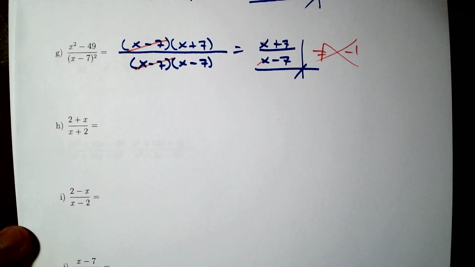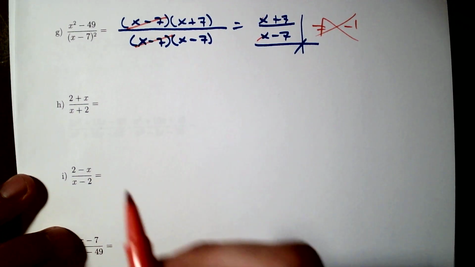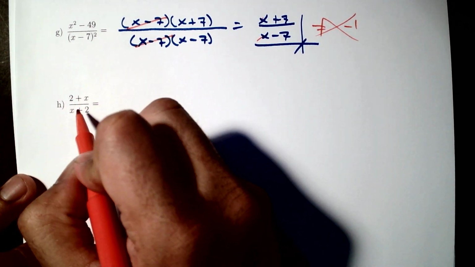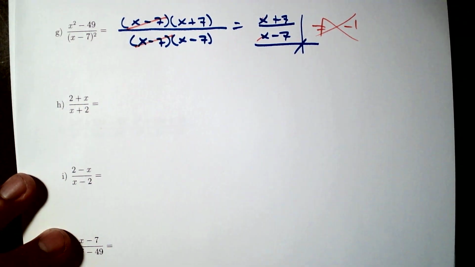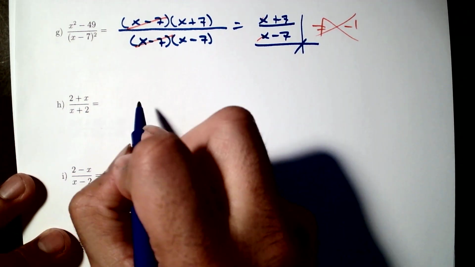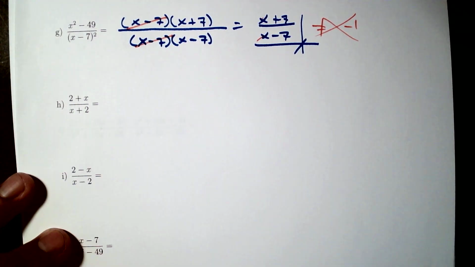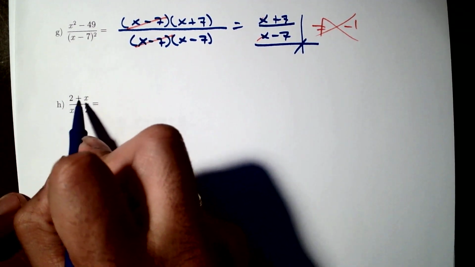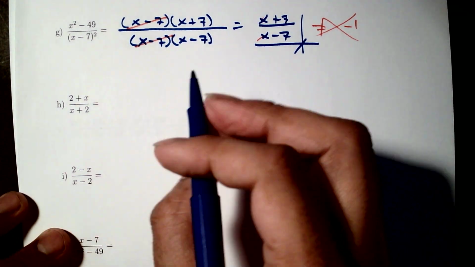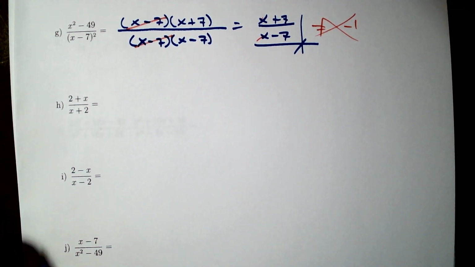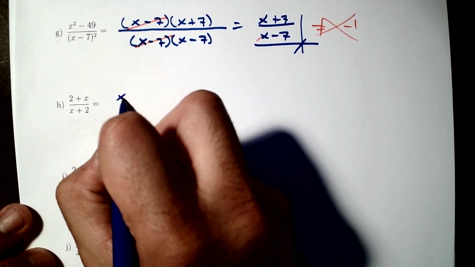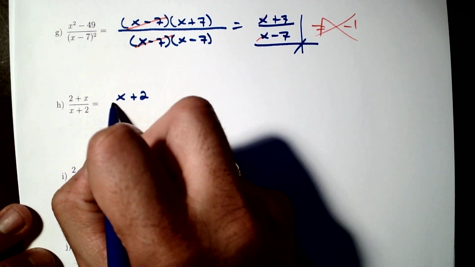And be careful with letter H, because if you look at letter H, it seems like we can divide out 2 over 2 and x over x to get 1. And yes, that is going to be the correct answer, but not using the correct method. So in this case, you might want to change the order of this. Like, instead of 2 plus x, make it look like x plus 2. It's the same.